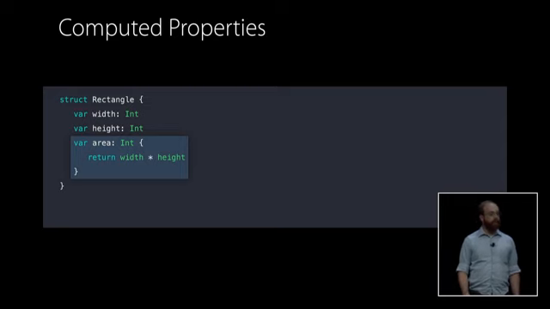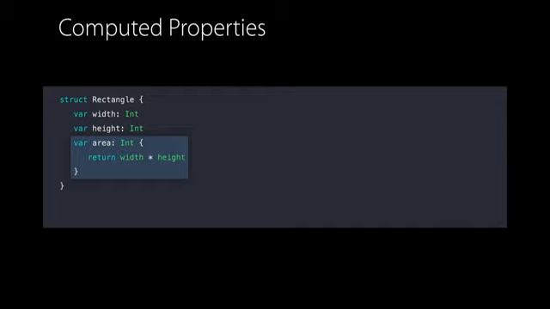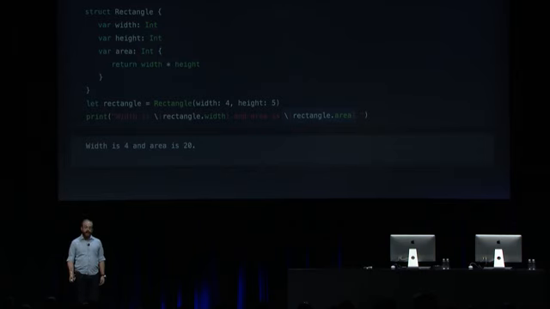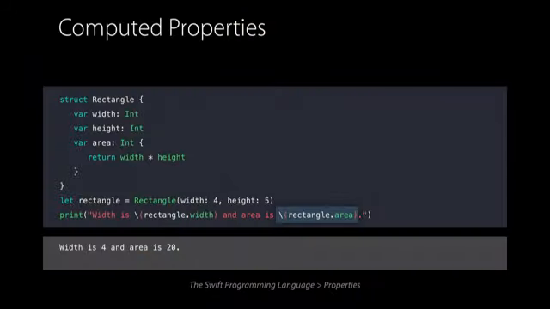To make a computed property, after the property's name and its type, you write a function body that's responsible for computing and returning the current value of the property. Even though it's computed rather than being stored, you still access it using dot notation. There's more that you can do with properties. You can have setters and observers, and you can find out information about those in the properties chapter of the Swift programming language.